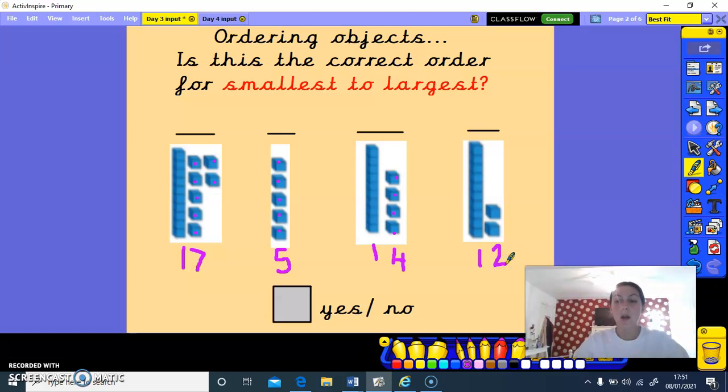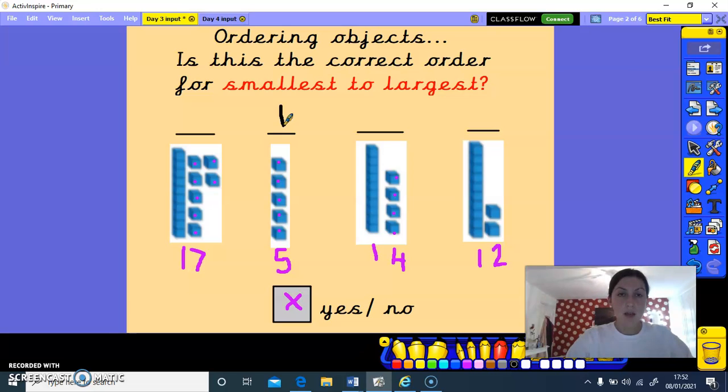So now the next part of our task. Is this in the correct order from smallest to largest? No, it's not, is it? So I'm going to put a cross here. And then I'm going to write above where they should go. So which is the smallest amount? 5. So I'm going to put a number 1 here because that should come first as it is the smallest.